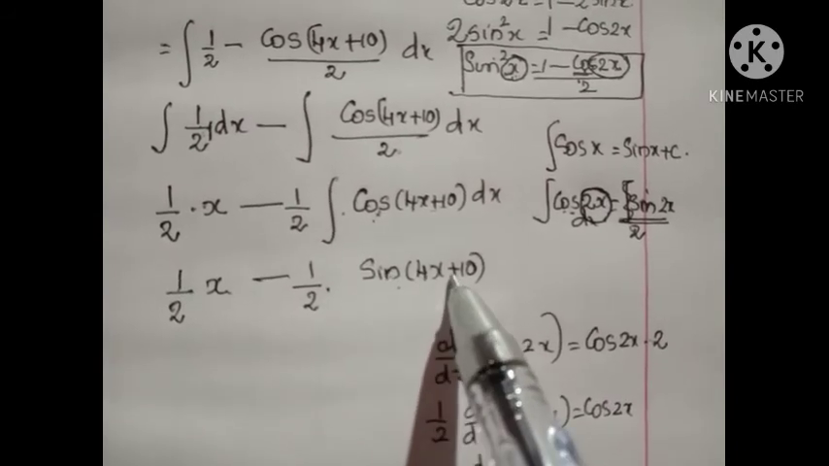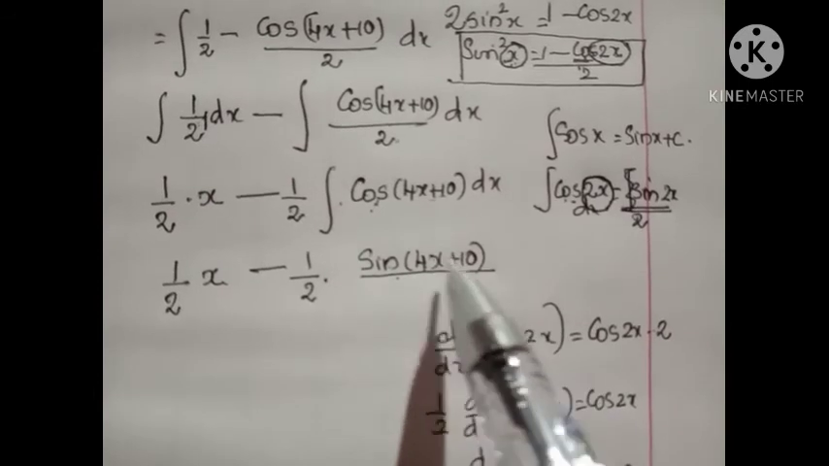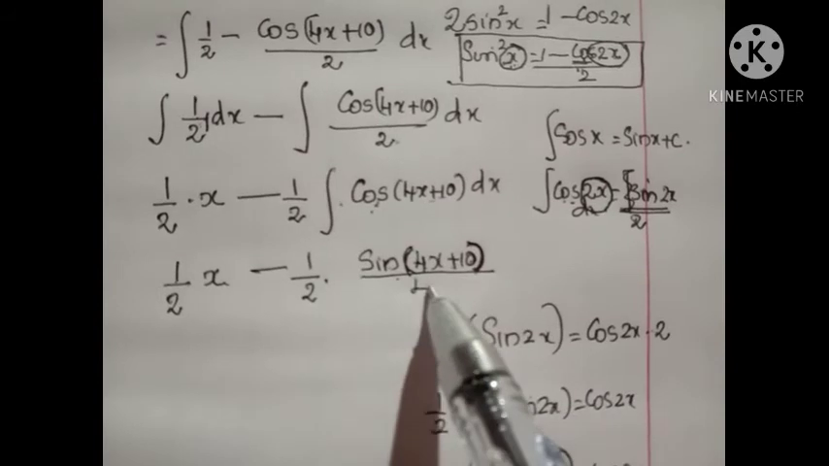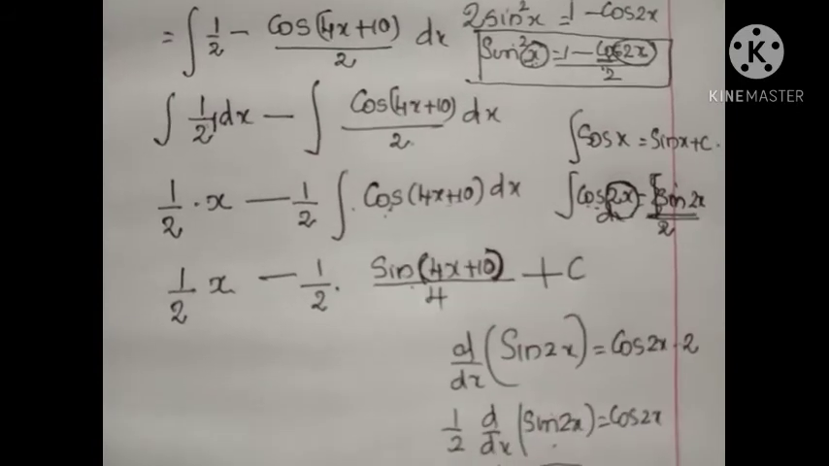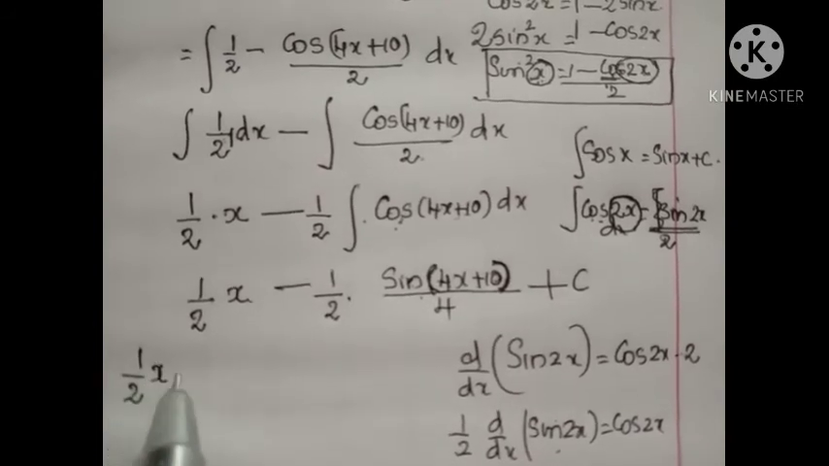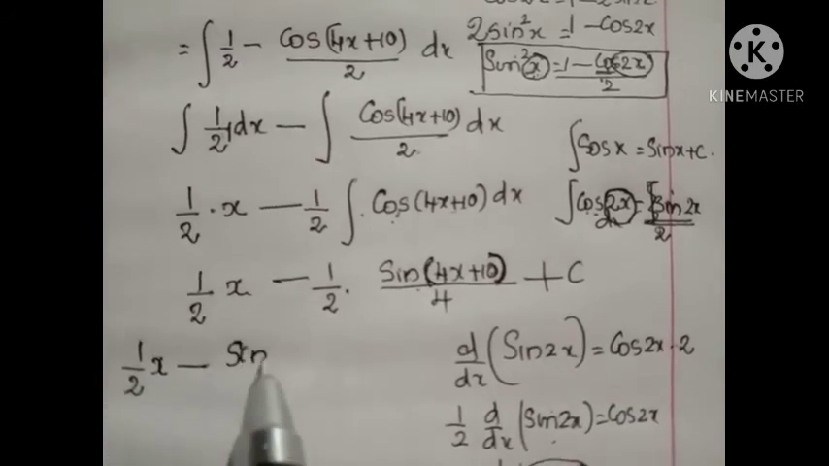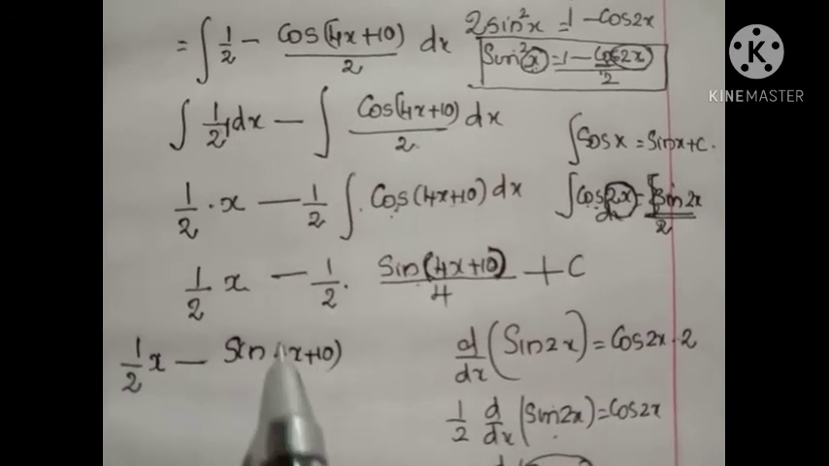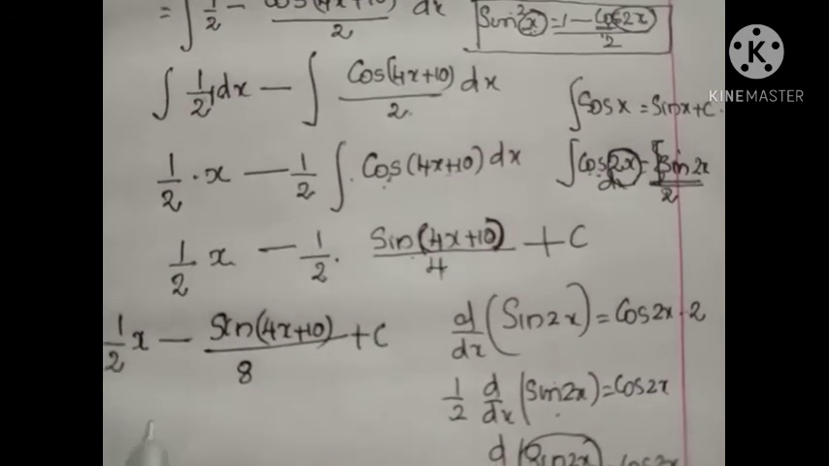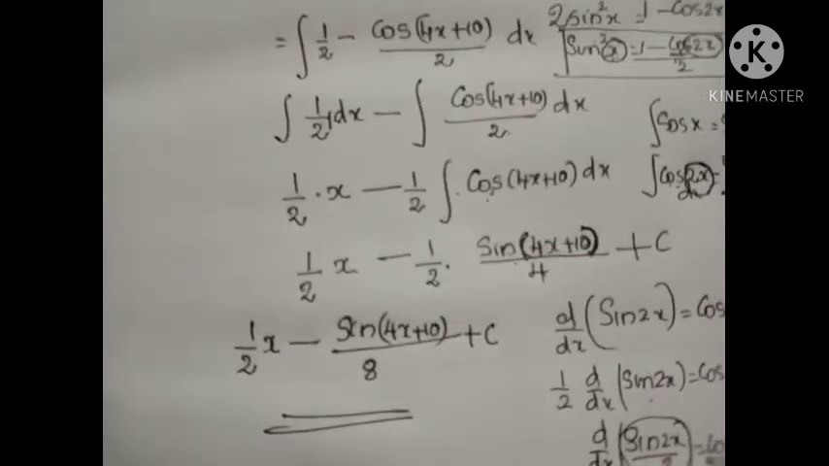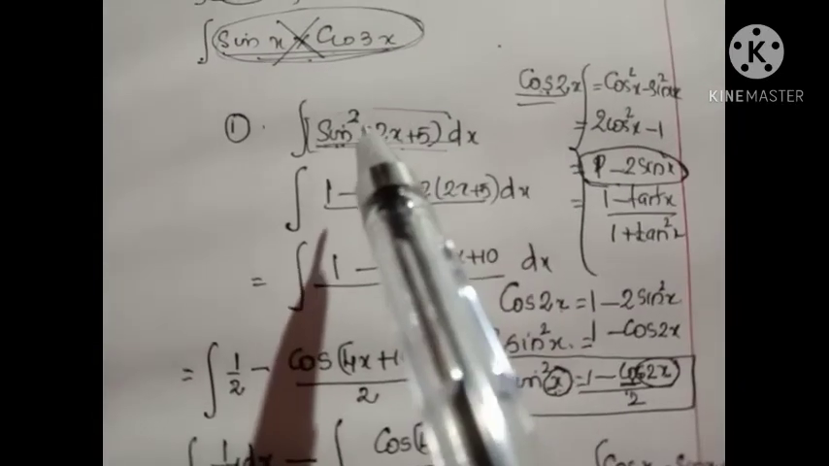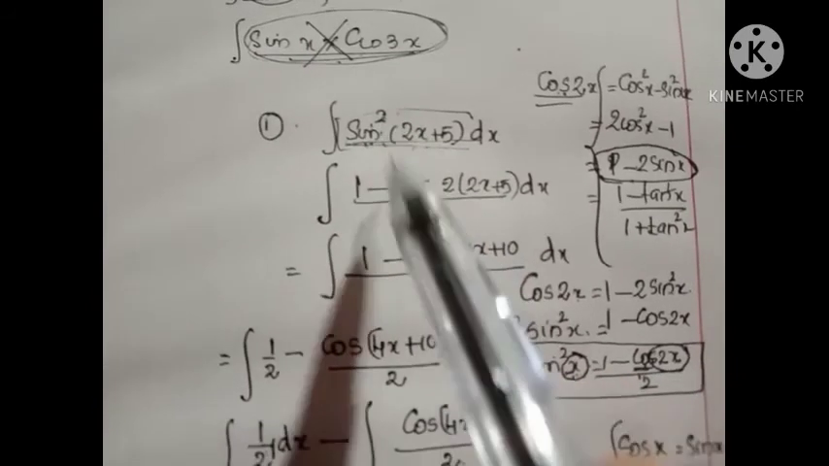So sine of 4x plus 10 divided by, listen, this open bracket, the derivative of this bracket, divided by 4, plus the integration constant c, is 1 by 2x or x by 2 minus sine 4x plus 10 divided by 2 into 4, 8, plus c. Okay, this is our answer. So here we applied the cos 2x formula because the given function is in the form of sine square.